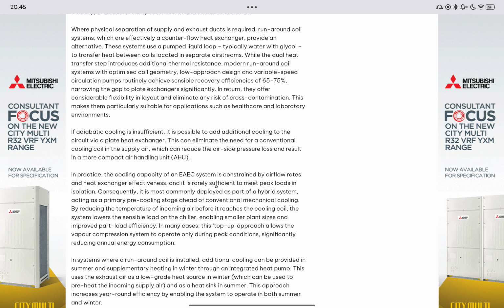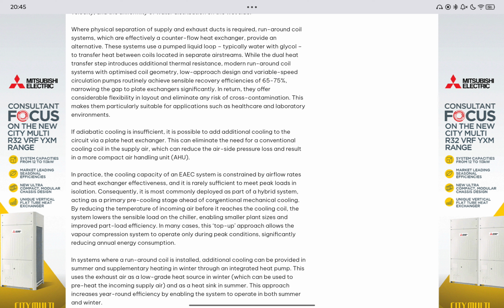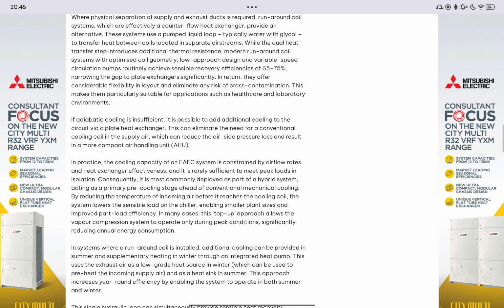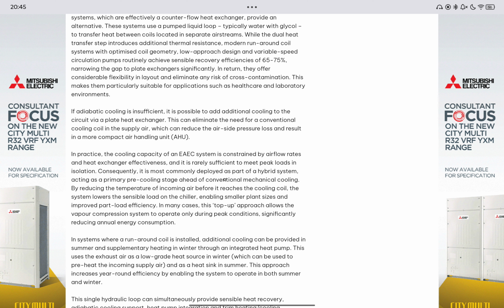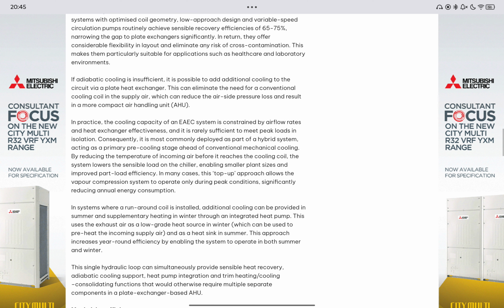If adiabatic cooling is insufficient, it is possible to add additional cooling to the circuit via a plate heat exchanger. This can eliminate the need for a conventional cooling coil in the supply air, which can reduce the airside pressure loss and result in a more compact air handling unit, AHU.